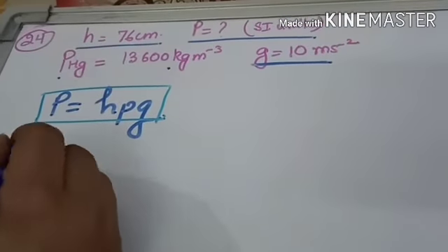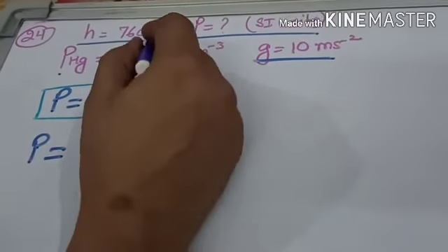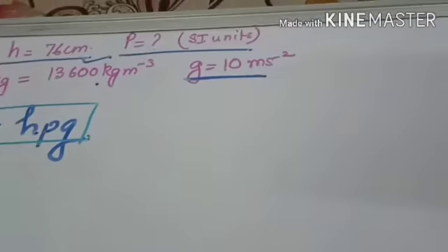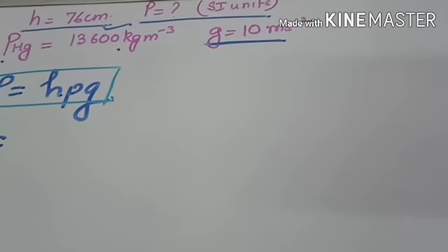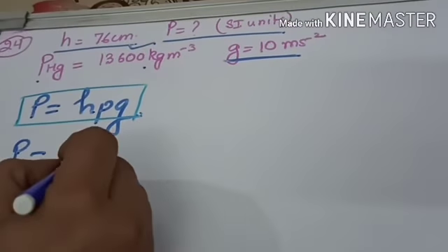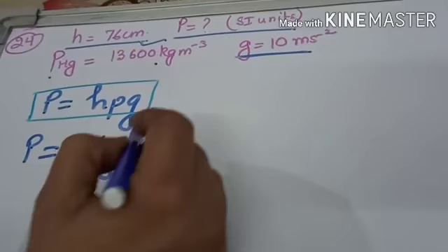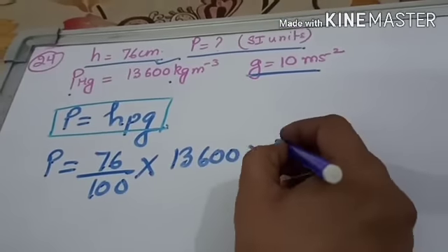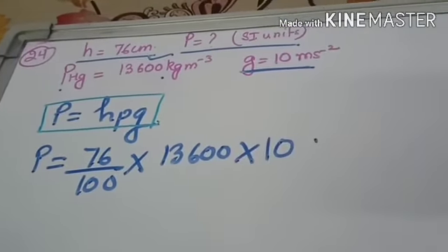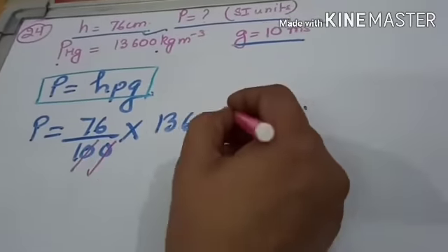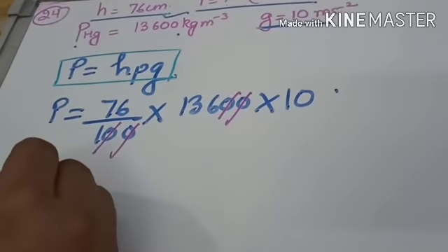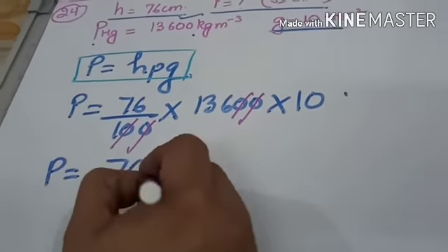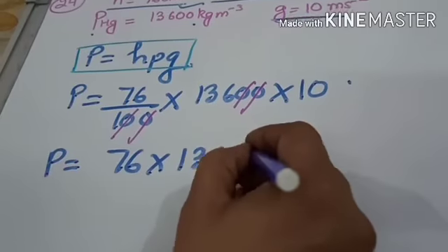This is the formula for numerical number 24. Now we will be substituting the value. Height is given in centimeter, so we have to change it into SI, that is meter. So 76 upon 100. Density is 13,600. g is 10. Now I'll cancel it. 20 will be cancelled. Now the pressure P will be 76 into 136 into 10.